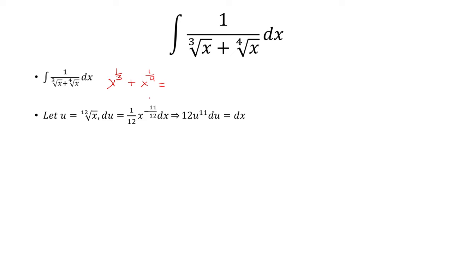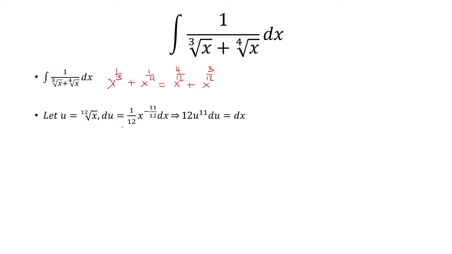This doesn't help. So what if I look at the fractions, the exponents, and get a common denominator? So 3 and 4 will give me 12 as the denominator, and the first one will just be 4 over 12, and the other one will be 3 over 12. So I'm going to let u be the 12th root of x, since they both are 12th roots.